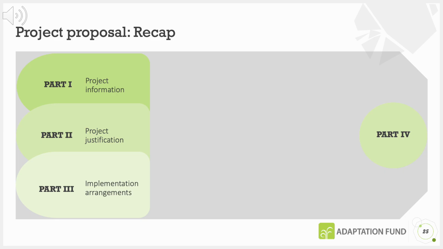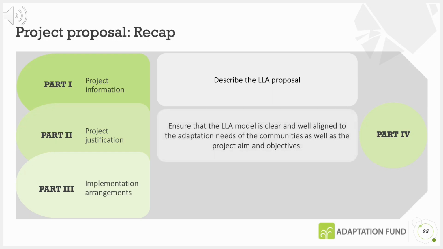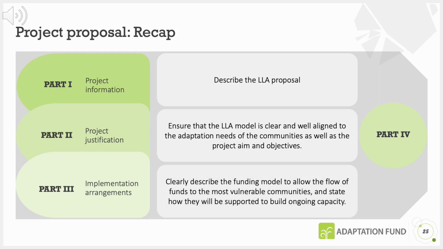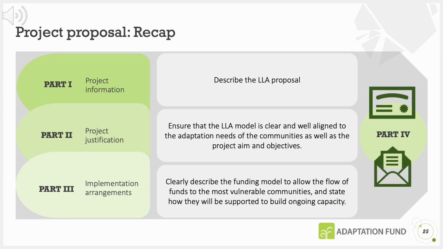Project Proposal Recap. When developing an LLA project proposal, ensure that Part 1 briefly describes the LLA proposal. Part 2 ensures that the LLA model is clear and well aligned to the adaptation needs of the communities as well as the project aim and objectives. And Part 3 clearly describes the funding model that will allow the flow of funds to the most vulnerable communities and state how they will be supported to build ongoing capacity. Part 4 must contain the endorsement by governments and certification by the implementing entity.